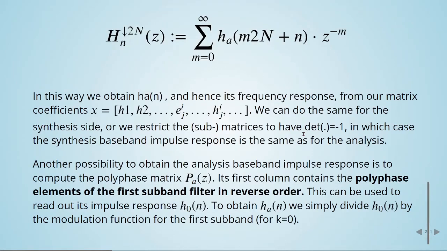Another possibility to obtain the analysis baseband impulse response is to compute the polyphase matrix PA of z, where the first column contains the polyphase elements of the first subband filter in reverse order. This can be used to read out its impulse response H0 of n, and then to obtain HA of n we simply divide H0 of n by the modulation function for the first subband, for k equals 0.